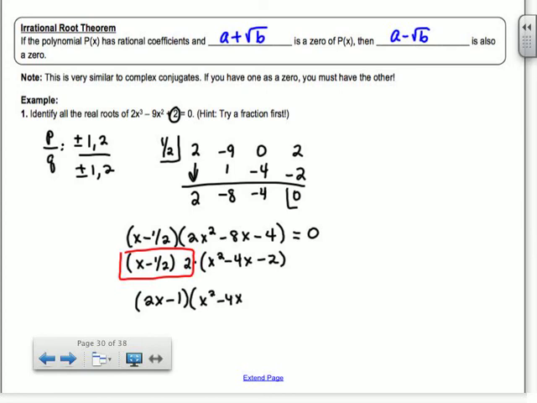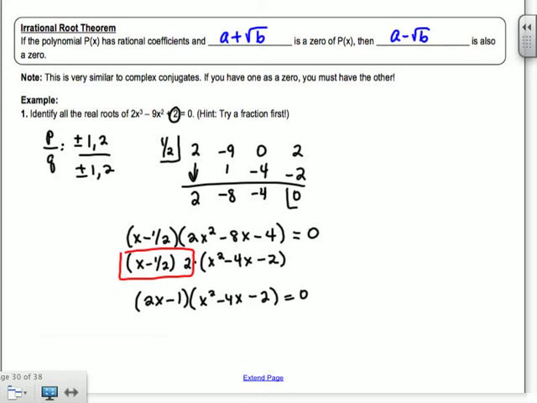And then this other part, we can't factor. So x squared minus 4x minus 2, we can't find two numbers that multiply to be negative 2 and add to be negative 4. So what do we do if we can't factor it? Quadratic formula. So x equals negative b plus or minus the square root of b squared minus 4ac, all over 2a.